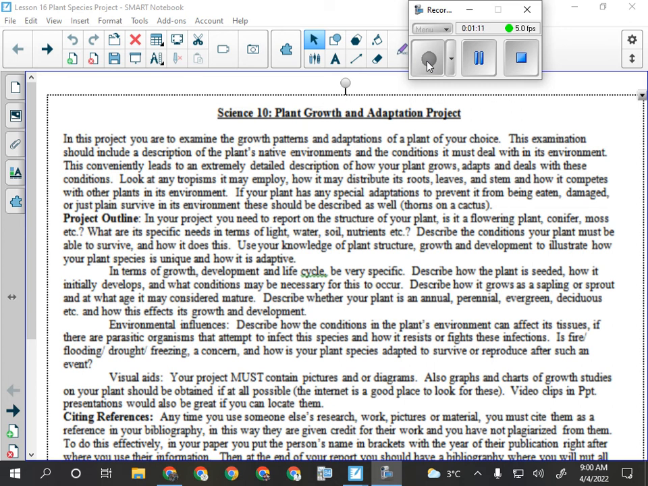Okay, so in this project, you're going to examine the growth patterns and adaptations of a plant of your choice. Include a description of the plant's native environment. Tell me where it normally grows and the conditions it has to deal with in that environment, and give me a detailed description of how your plant grows, adapts, and deals with these conditions. Okay, look at any tropisms that it may employ, if it maybe crawls up the side of buildings or things like that. Okay, any special adaptations it has to prevent it from being eaten, like thorns on a cactus, or maybe it's poisonous or something, or to survive being damaged or just plain survive in its environment. Okay, those should be described as well.